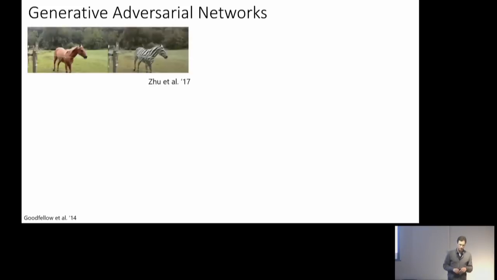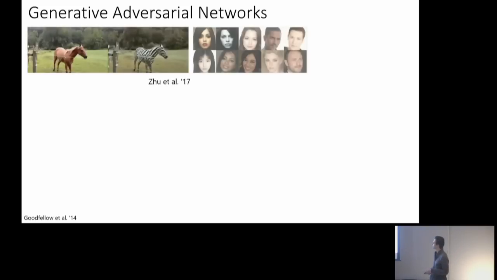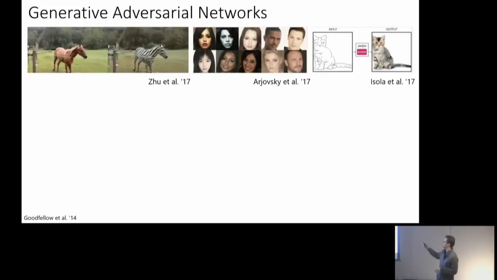Qualitatively, the idea is that you can turn horses into zebras, generate very realistic looking faces, and turn line drawings into cats. But the way that you can do all this is by formulating a particular adversarial game where you have one network that's trying to generate data, for example, generate pictures, and another network that's trying to discriminate the generated pictures from real data.